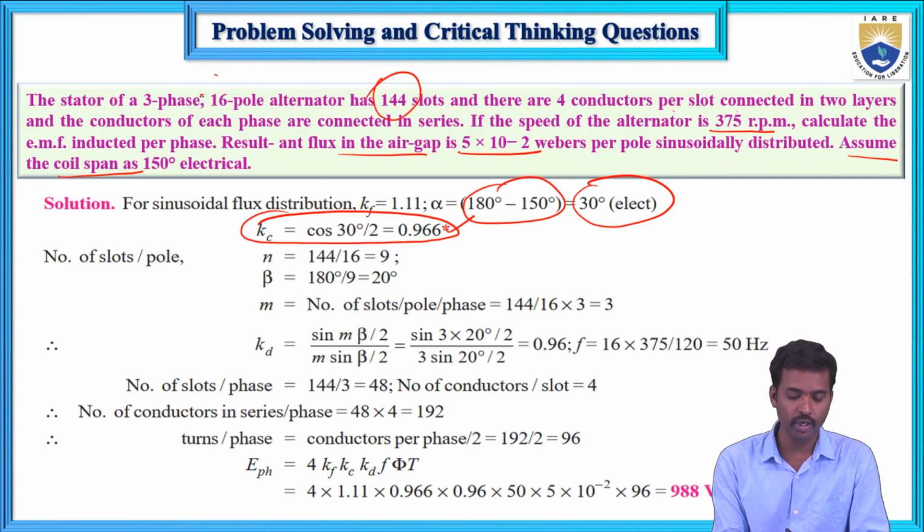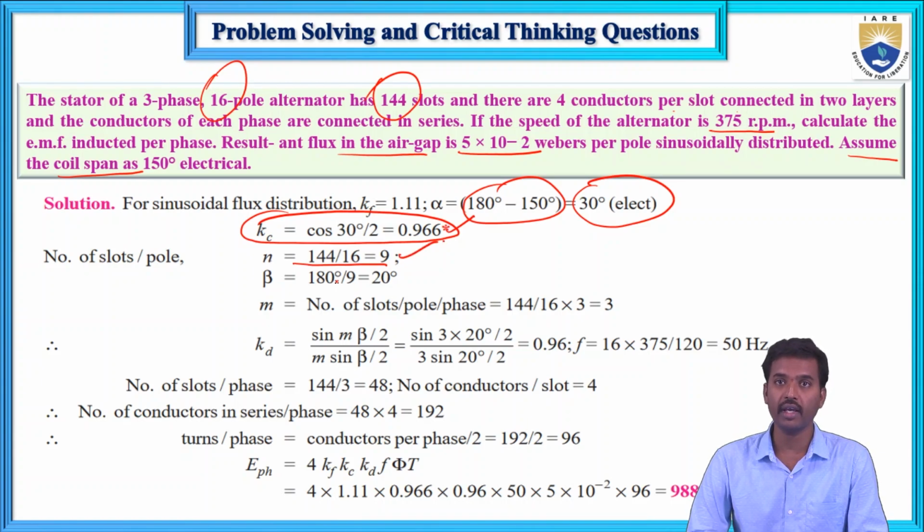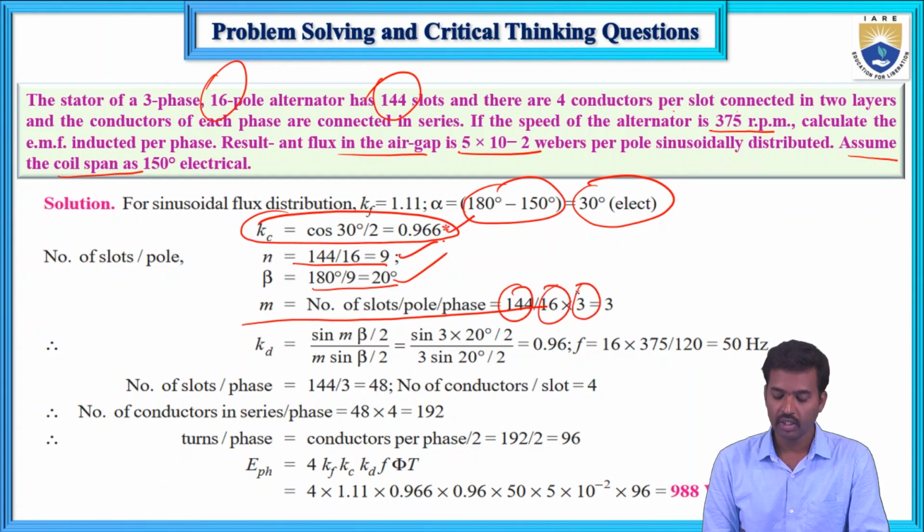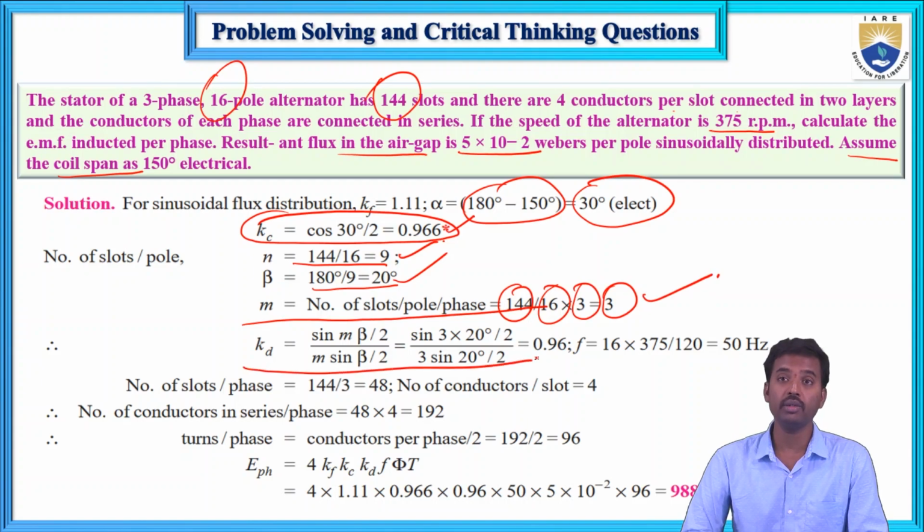Number of slots per pole is 144 by 16, and beta equals the angle 180 by n, that equals 20, and m equals the number of slots per pole per phase. So 144 by 16 by 3, that value equals 3. Now we know very well this formula, Kd equals sine(m beta / 2) by m sine(beta / 2). Next, sine(3 into 20 by 2) upon 3 sine(20 by 2), so this value equals 0.96.